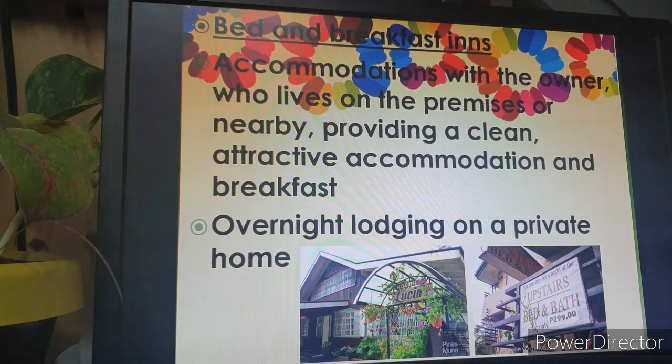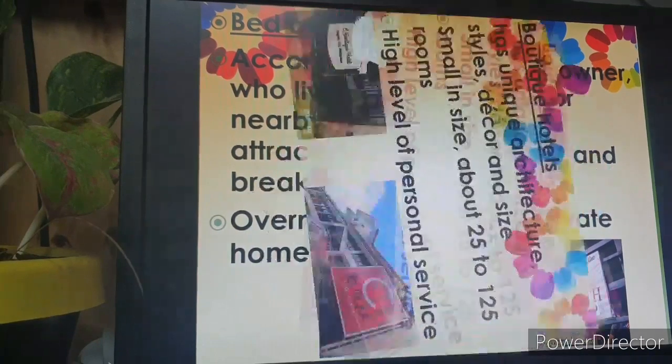Okay, let's move on to the next part. We have the bed and breakfast inns. Accommodations with the owner who lives on the premises or nearby, providing clean, attractive accommodation and breakfast. The overnight lodging in private homes. We have an example here in Baguio City, the Lucio B&B. You can stay for a night upstairs, bed and bath, for only 299 pesos. We have more examples that we researched: the Tribu Hostel, the 1869 B&B, and the CV B&B, also examples of the bed and breakfast.